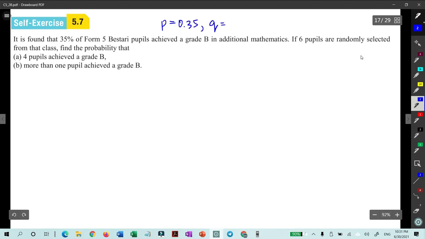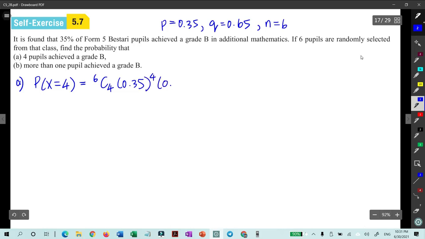And from here, we also can get the value of Q. Q is equal to 1 minus 0.35, which is 0.65. And the value of N is going to be equal to 6. So for section A, what we need to find is P(X = 4). So basically, it's going to be 6C4 times 0.35 to the power of 4 times 0.65 to the power of 6 minus 4, which is 2.